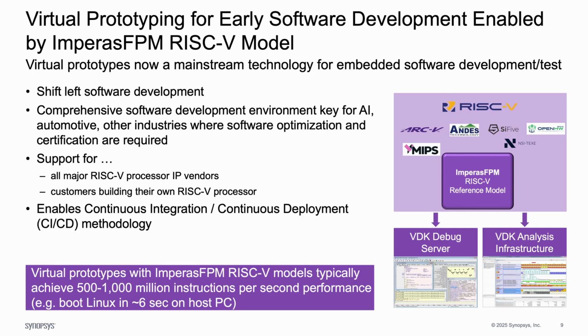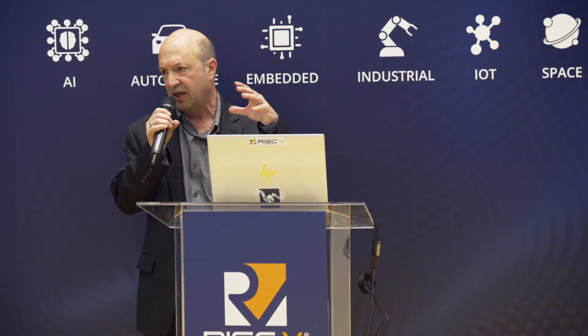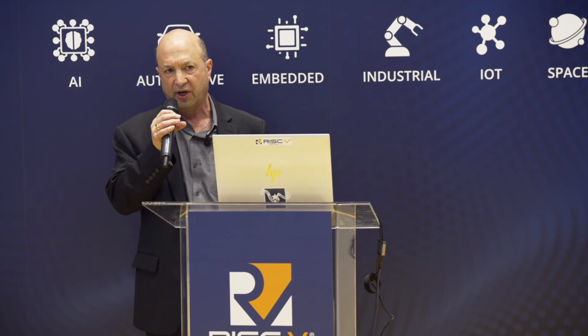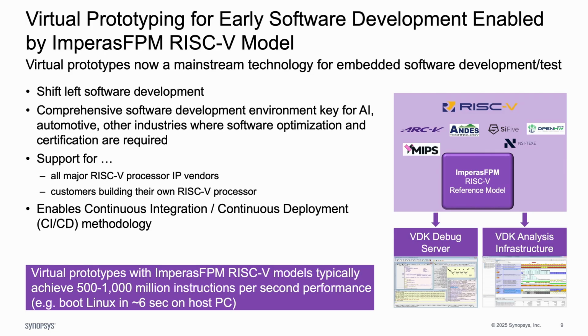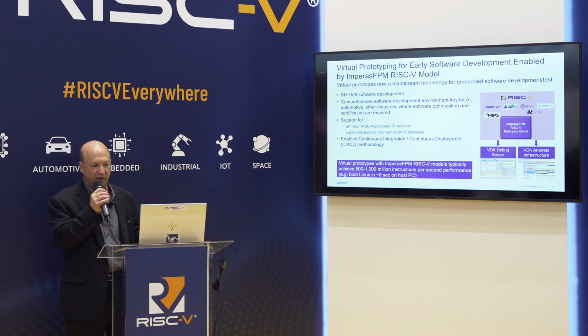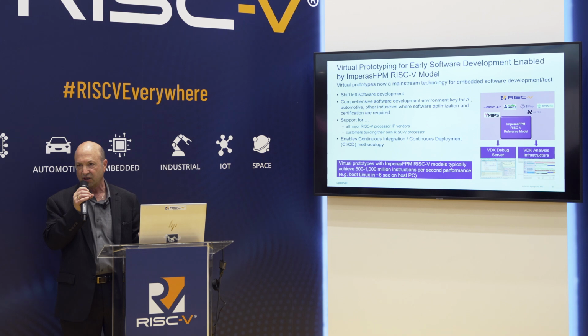There's no RTL needed. You can be a lot earlier in your design flow to get the software development going. And here it also provides a comprehensive software development environment for AI and automotive and other industries, but especially if we think about AI and optimizing the AI algorithms for the distributed architecture that is usually implemented for AI. Virtual prototyping is a great tool for doing that. We have support for all the major RISC-V processor IP vendors and also for customers that are building their own RISC-V processor.